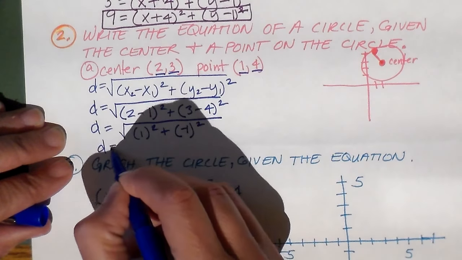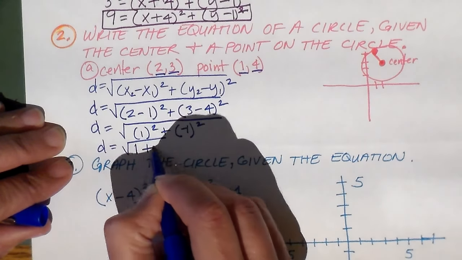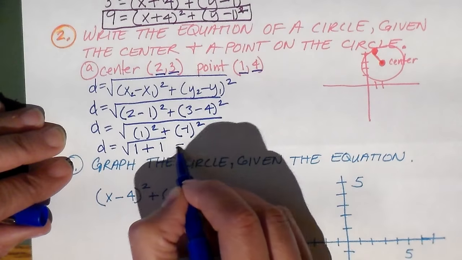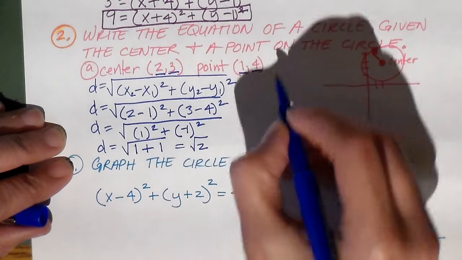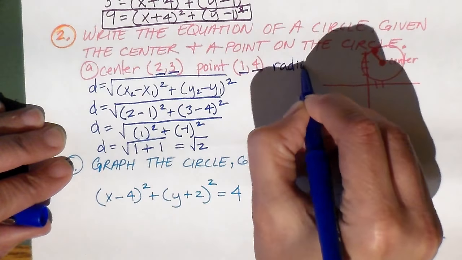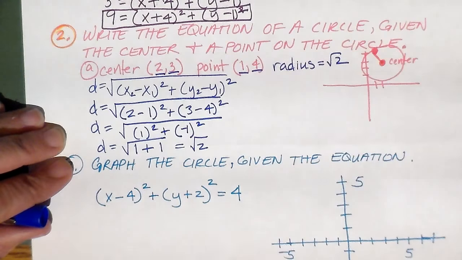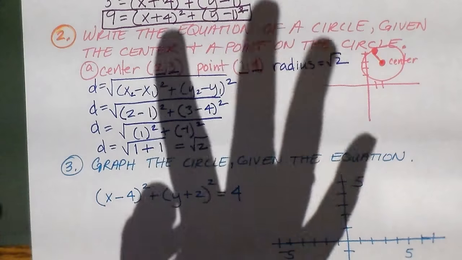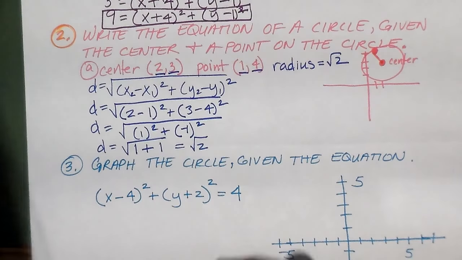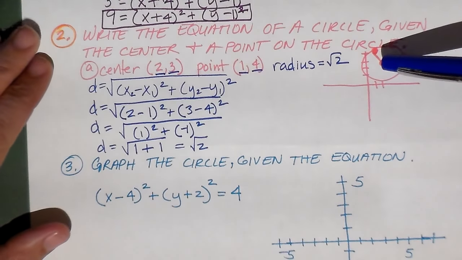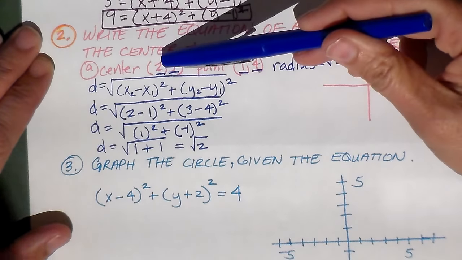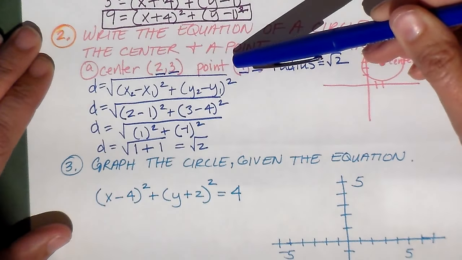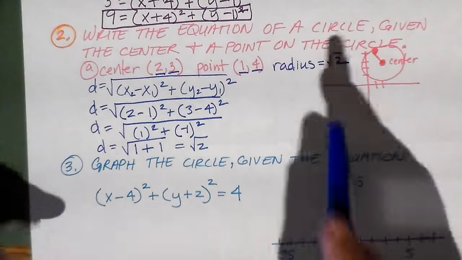So my distance is going to equal the square root of 1 plus 1, because negative 1 squared is 1, which is the square root of 2. So my radius is an ugly square root of 2. So what I'm going to do now, again, I used the distance formula to find the radius because I knew the radius is represented by the distance from the center to a point on the circle. So here's my radius, square root of 2.